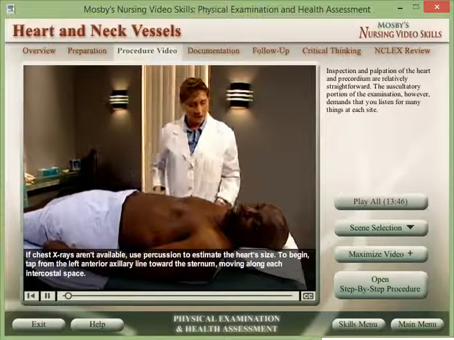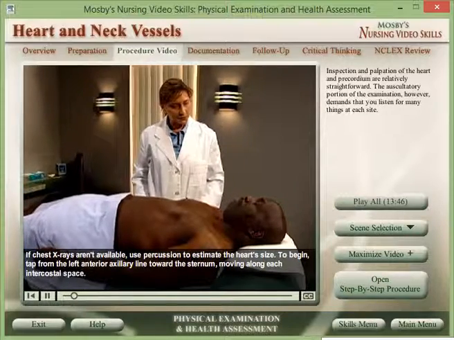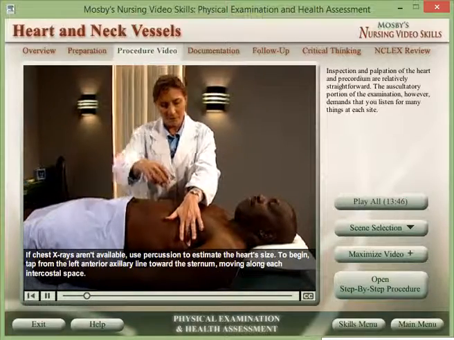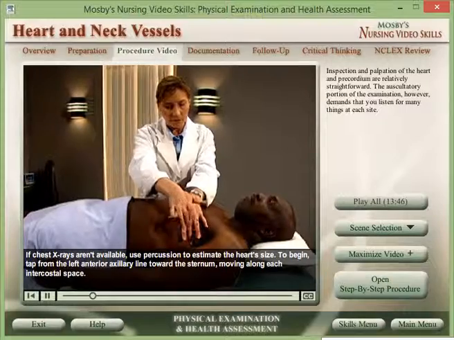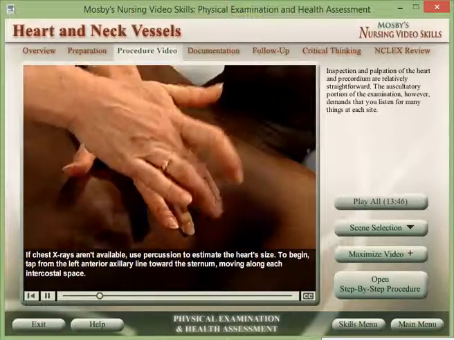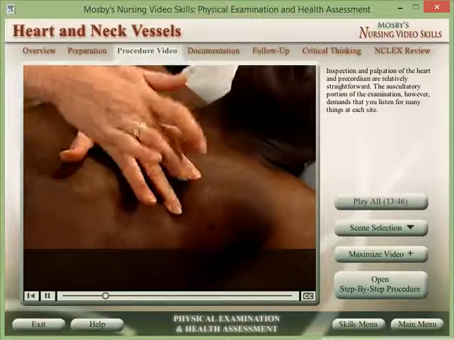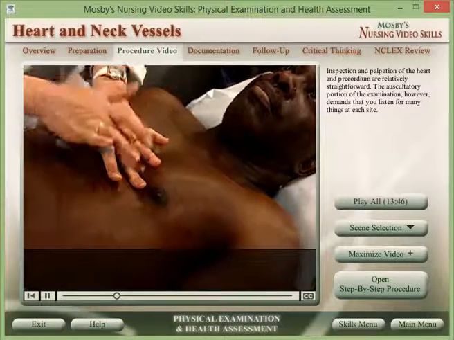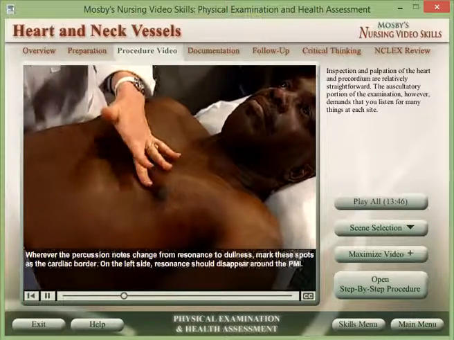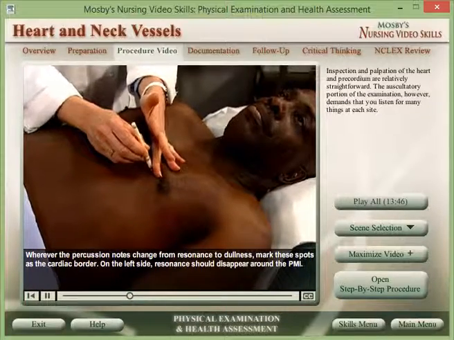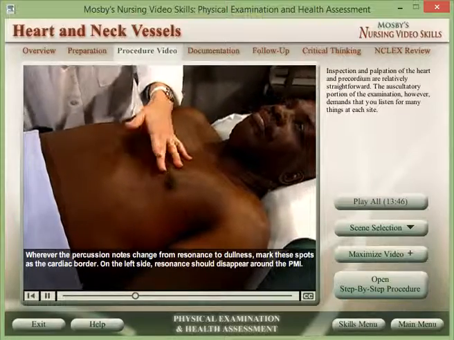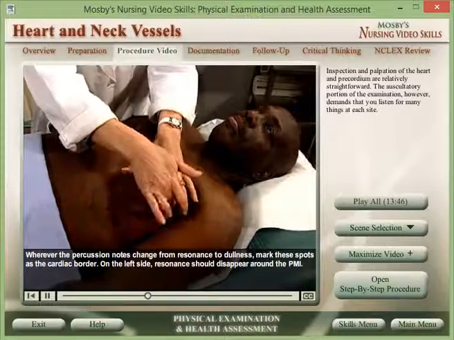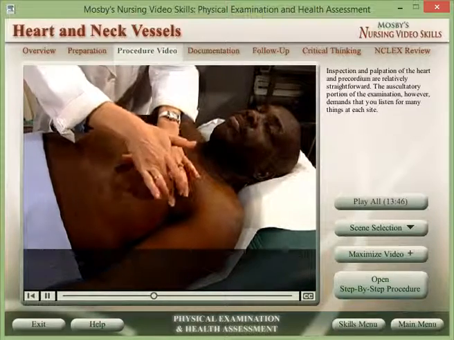If chest x-rays aren't available, use percussion to estimate the heart's size. To begin, tap from the left anterior axillary line toward the sternum, moving along each intercostal space. Wherever the percussion notes change from resonance to dullness, mark these spots as the cardiac border. On the left side, resonance should disappear around the PMI.